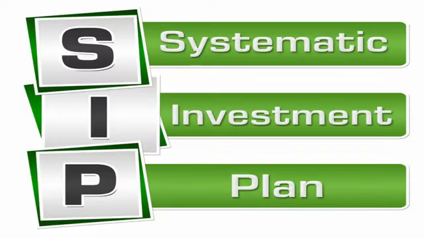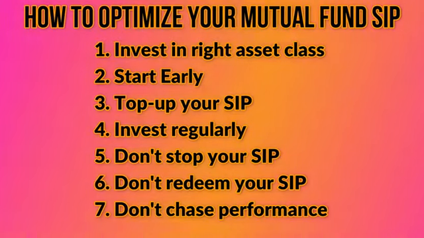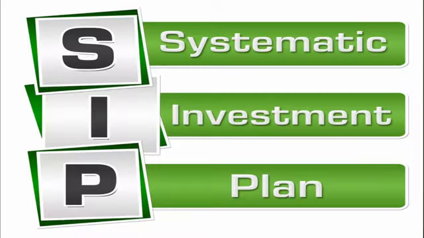Friends, if you want to become a successful SIP investor, you need to follow 7 steps. The first one is you need to start your SIP in the right asset class. Second, you need to start your SIP journey as early as possible. Next, you need to top up your SIP every year. Next, you need to invest regularly irrespective of the market condition. Next, don't stop your SIP during the correction time. Next, don't redeem your SIP. Next, don't chase the SIP performance. Friends, if you follow these 7 steps, you are going to create huge wealth in the long term.